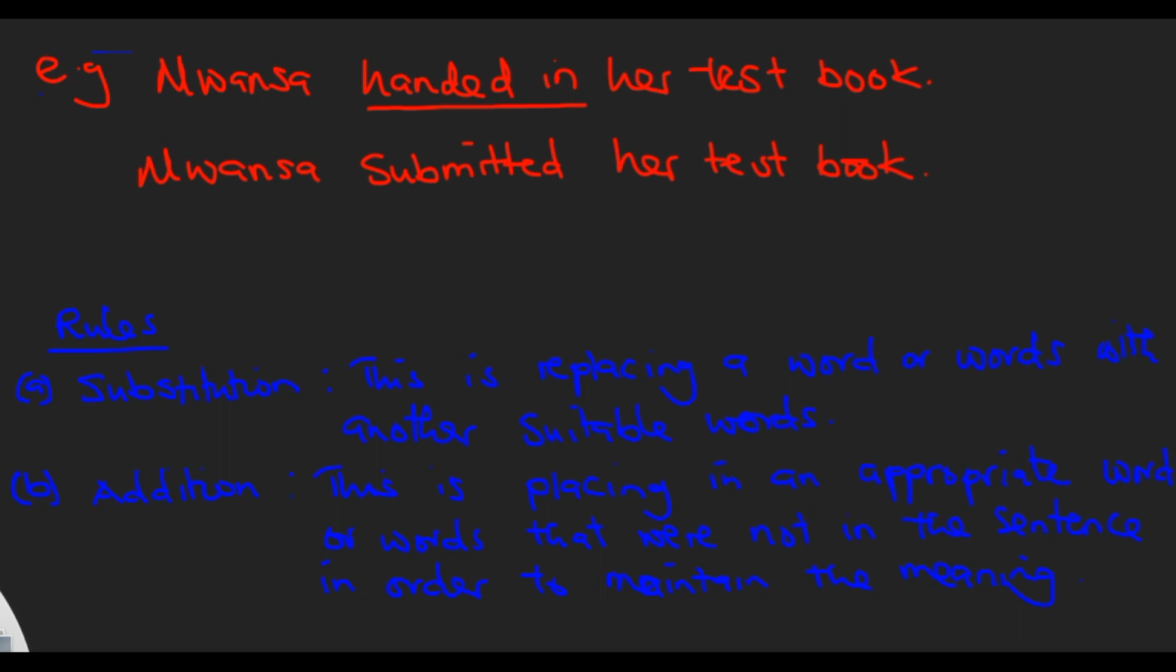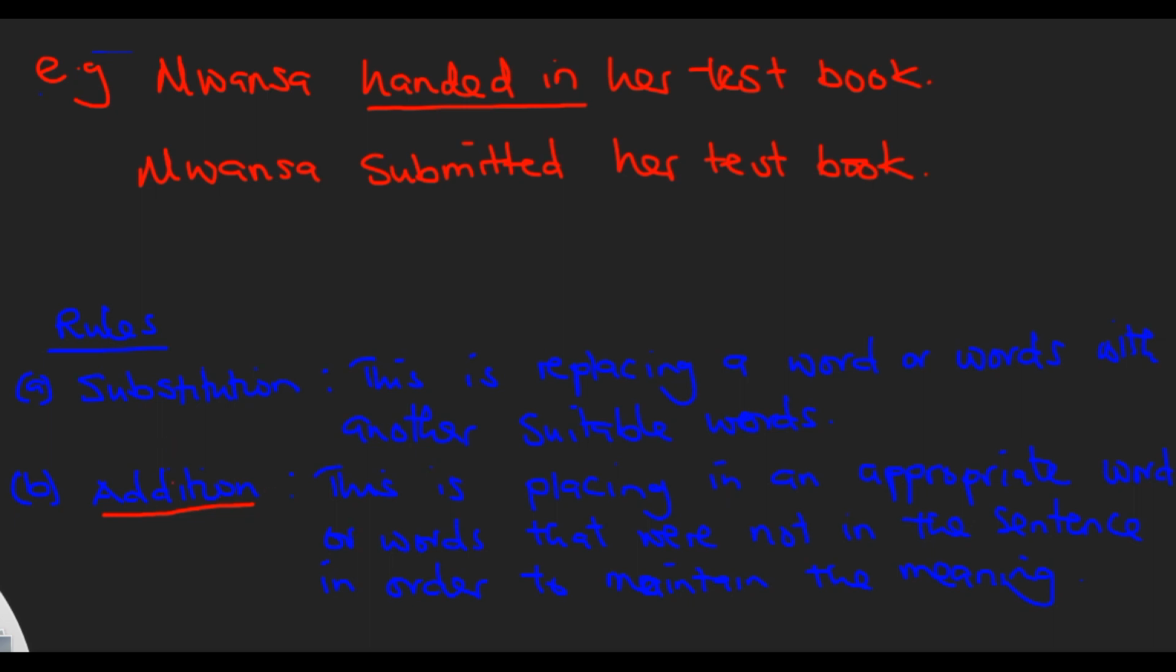Now let us look at the second one, which is B here. B, addition. So this is placing in an appropriate word or words that were not in the sentence in order to maintain the meaning. So meaning that other words are introduced here. Those words should be necessary and appropriate, so that they will not change the meaning of the sentence.